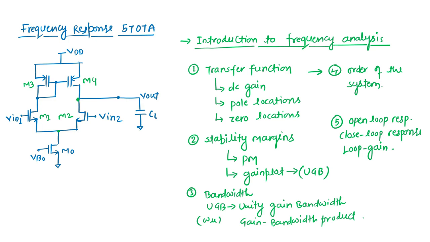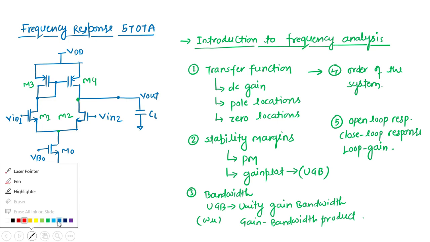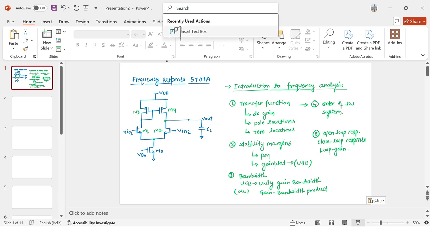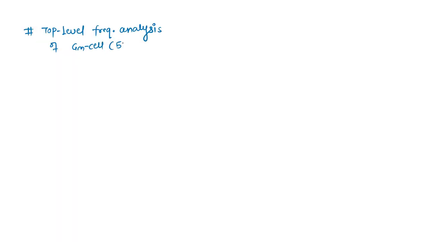So we have seen this on the top level, and we have analyzed this GM cell with the open loop system design. Now we will see this in the closed loop system. So we will see the top level frequency analysis, or I should say the controlled source structure, of this 5 transistor OTA structure. The top level frequency analysis of the GM cell, also called the 5 transistor OTA, also called a single stage op amp.